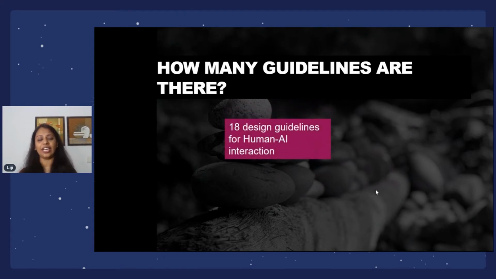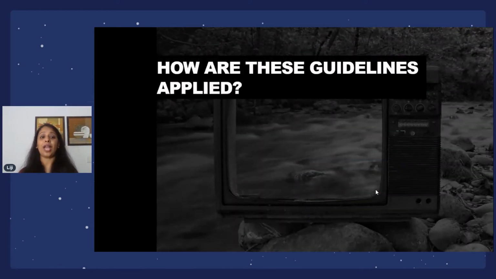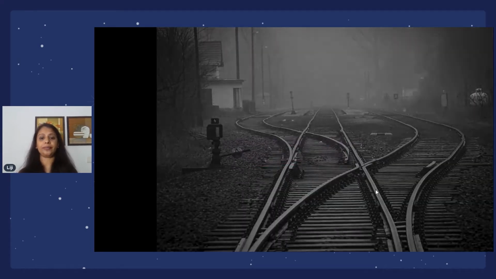How many guidelines are there? It might sound a little overwhelming, but we have about 18 design guidelines, and they're grouped around 4 categories, and they're so well structured that you wouldn't really feel it. How are these guidelines applied? That's a great question, because these guidelines can be applied depending on where you are in your user journey or where you are in the AI journey, which means that if you are starting to build an AI product, or even if you have built and shipped an AI product, you might want to consider taking a look at these guidelines. So these are applicable throughout the AI journey.